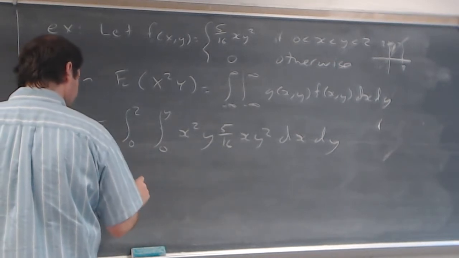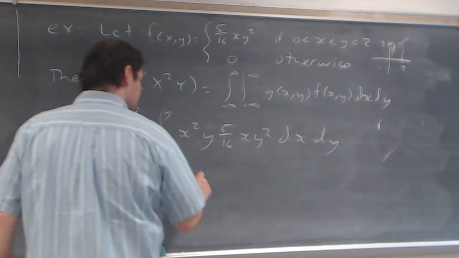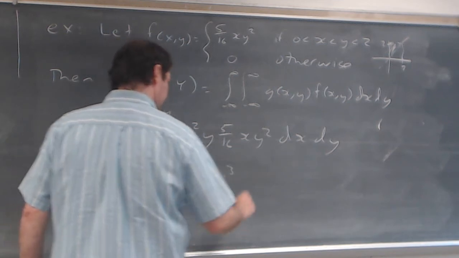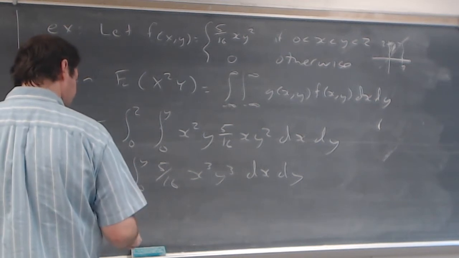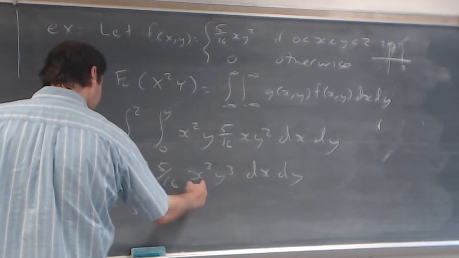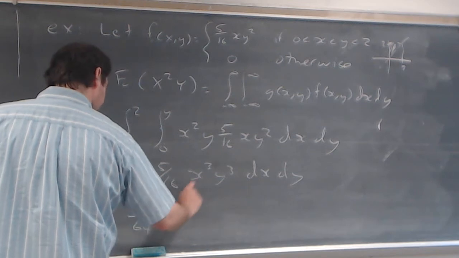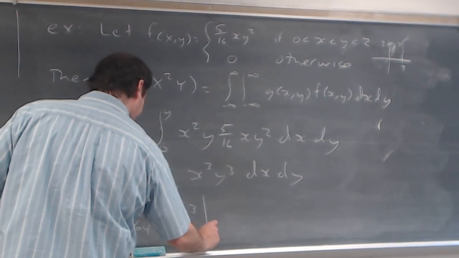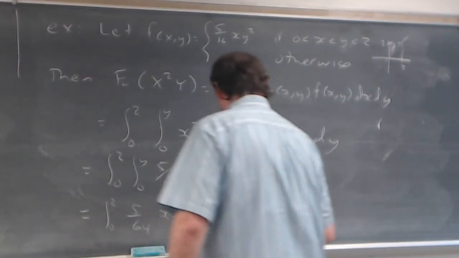Simplifying this, we get the integral from 0 to 2, the integral from 0 to y, 5/16, here's going to be x to the third, y to the third, dx dy. So I do the integration with respect to x. It's going to be an integral from 0 to 2, so here it's going to be 5. With respect to x, I'm going to get x to the 4th over 4. The 4 and the 16 is going to make 64 at the bottom. And here this is x to the 4th, y to the third. We're going to let the x values run from 0 to y. And then once we get an answer, we're going to have dy.